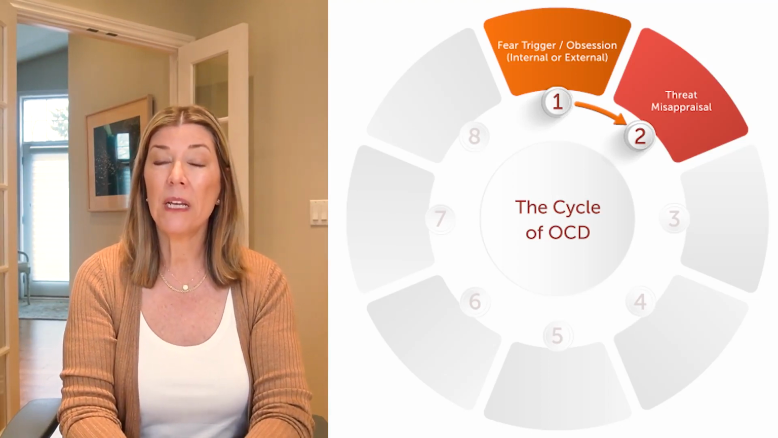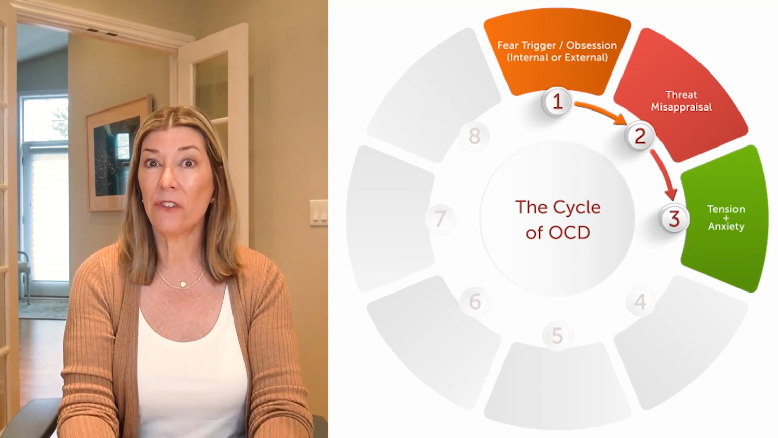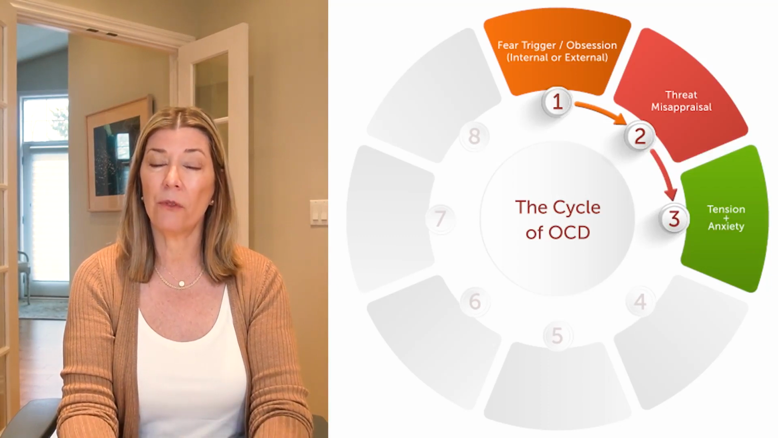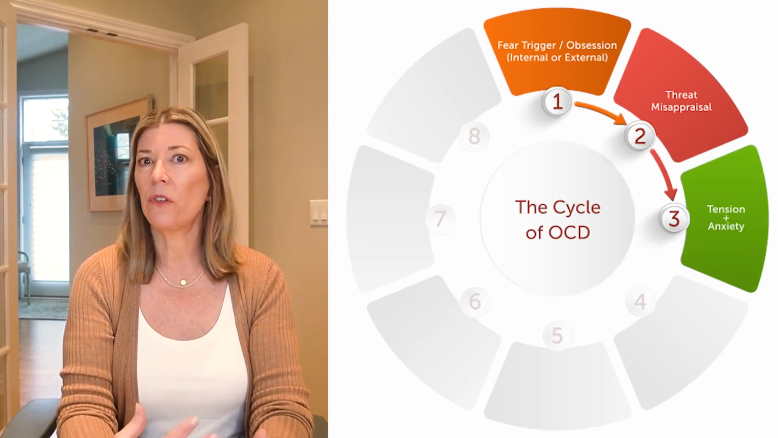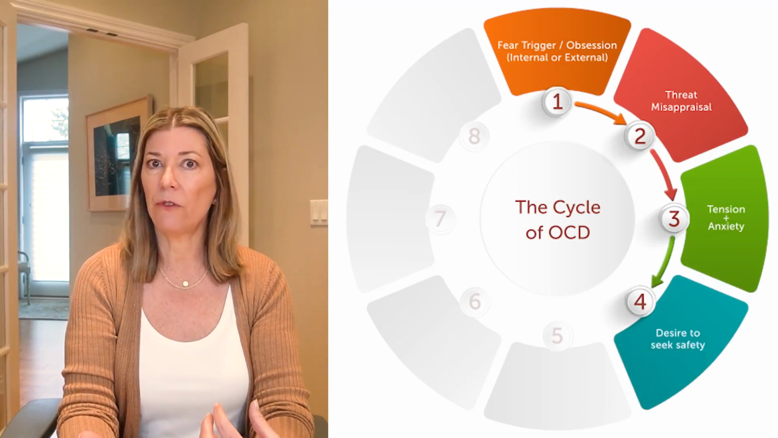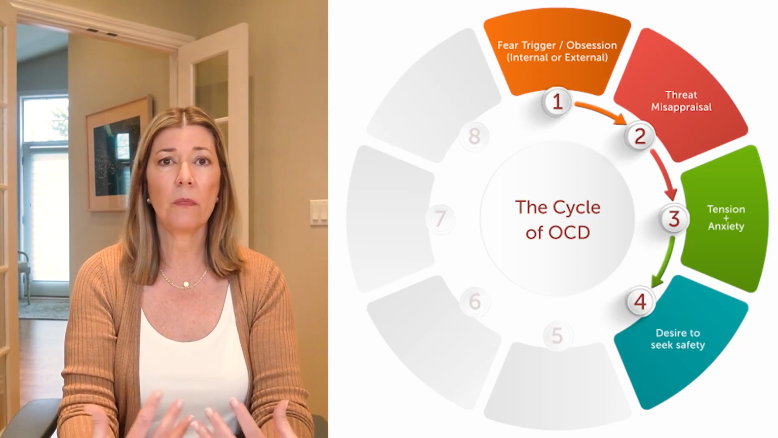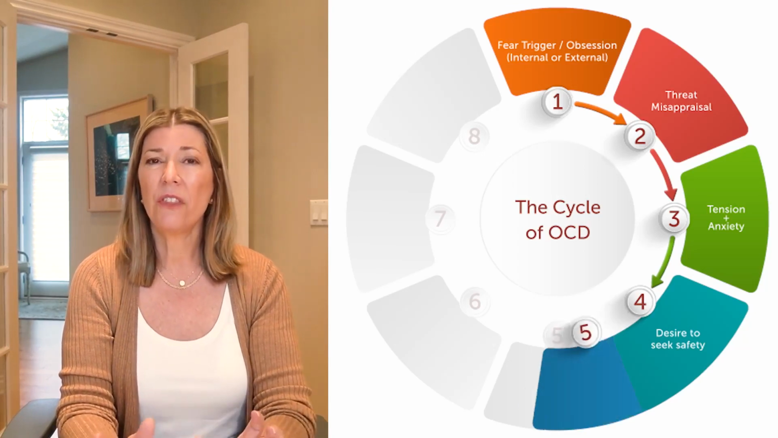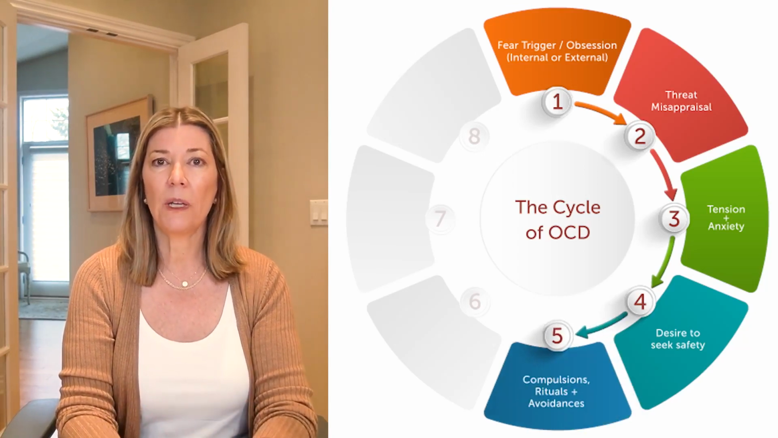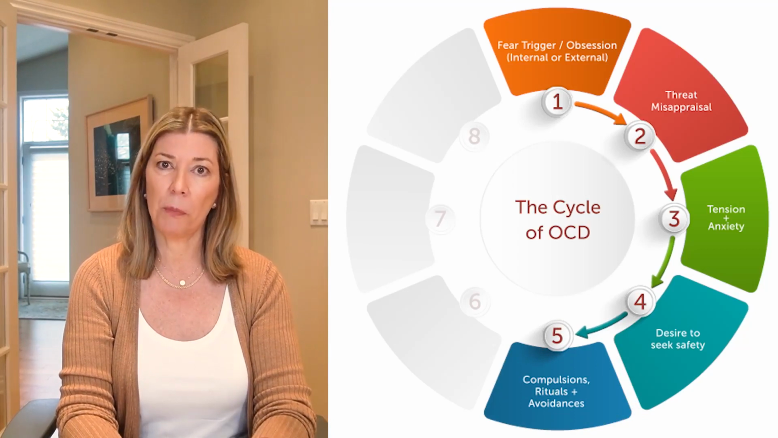Now at number 3, there's tension and anxiety and discomfort that builds. Number 4, there's this immediate desire to seek safety, to avoid this uncomfortable thing that's happening. Now at number 5, this is where the ritualized or compulsive behaviors begin.